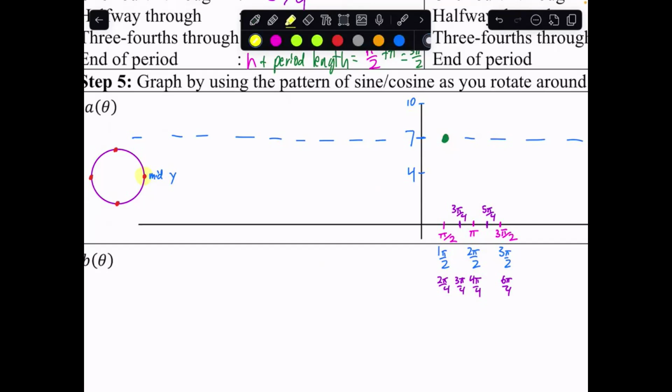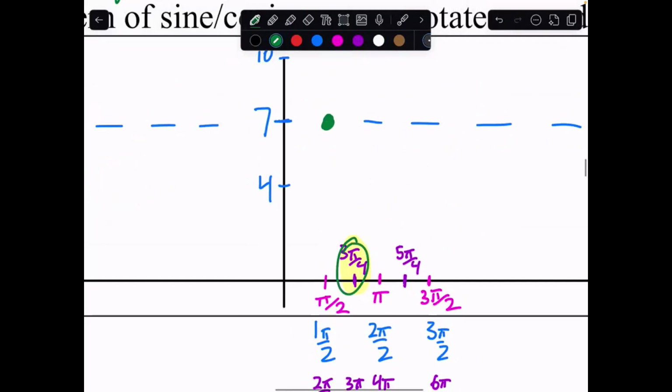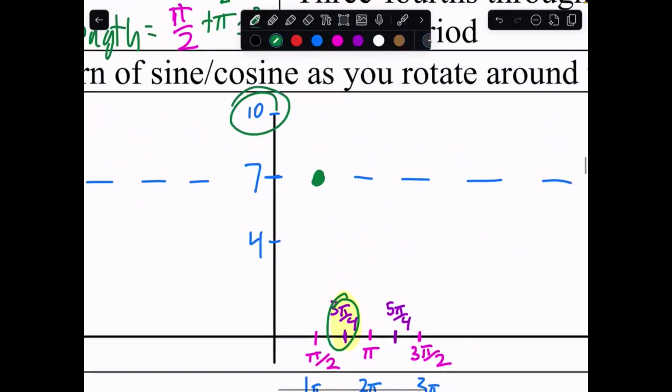Okay, the next key angle is going to be 3 pi over 4. And from the circle, we can see that this point is the highest point on the whole circle. So this is going to be the maximum y. So again, that second key angle is going to be at the maximum y. So 3 pi over 4 is up at 10.